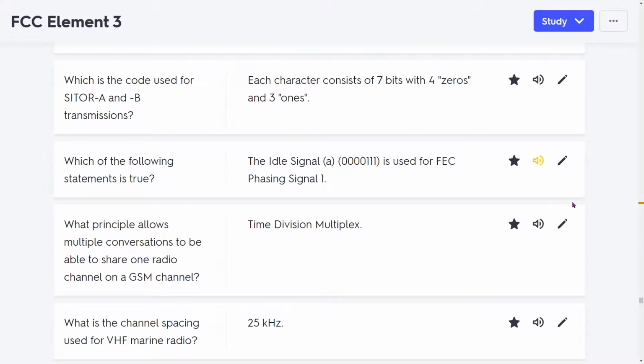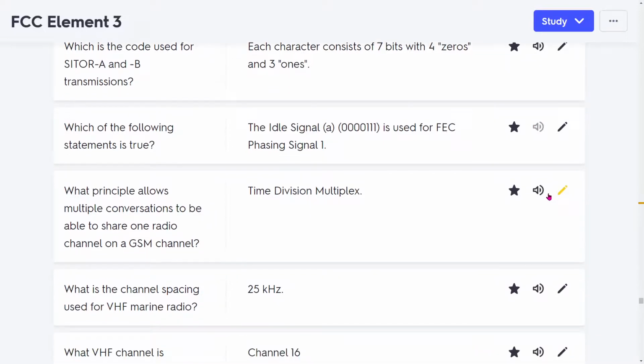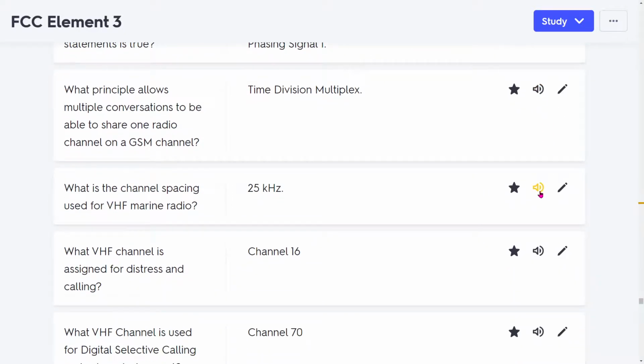Which of the following statements is true? The idle signal is used for FEC phasing signal 1. What principle allows multiple conversations to share one radio channel on a GSM channel? Time division multiplex. What is the channel spacing used for VHF marine radio? 25 kHz.